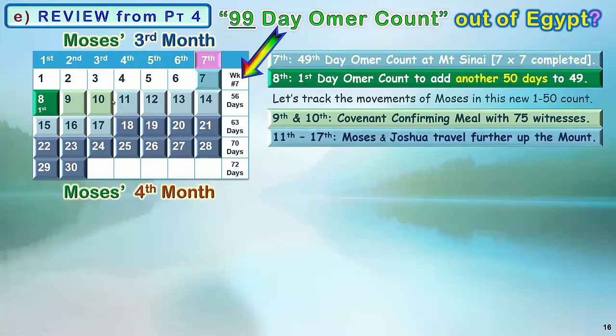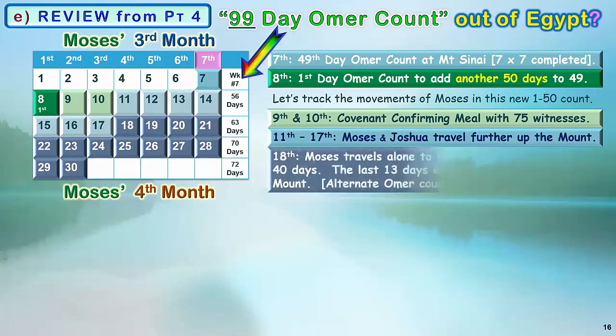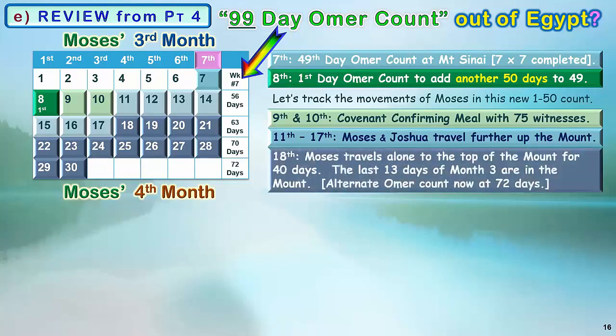The 11th to the 17th, Moshe and Joshua travel further up the mount. And then the 18th, Moshe travels alone to the top of the mount for 40 days. The last 13 days of the month, 13 are in the mount. The alternate Omer count now is at 72 days.